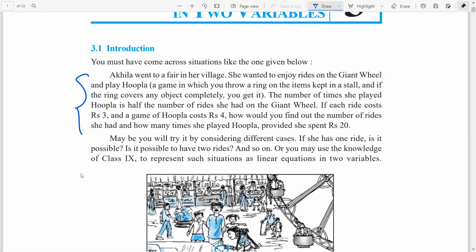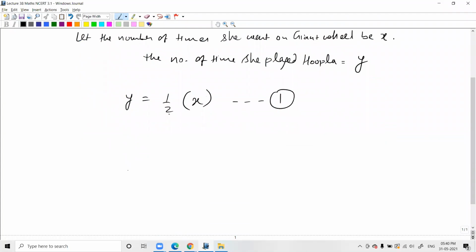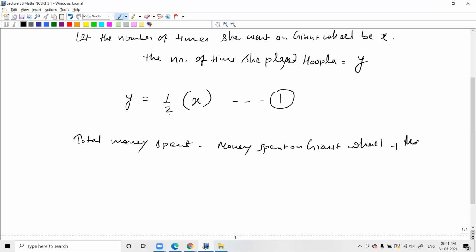Correct? So each ride costs ₹3 and the game of hoopla costs ₹4. Now they have given the cost. So each giant wheel ride costs ₹3. How many times did she go on the giant wheel ride? X times. So how much money did she spend on the giant wheel? 3 times X. Yes. So the total money spent will be equal to what? The money spent on the giant wheel plus the money spent on hoopla.